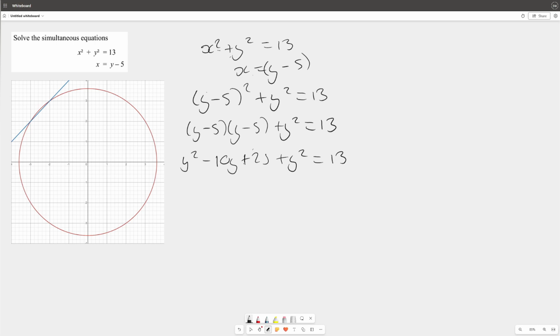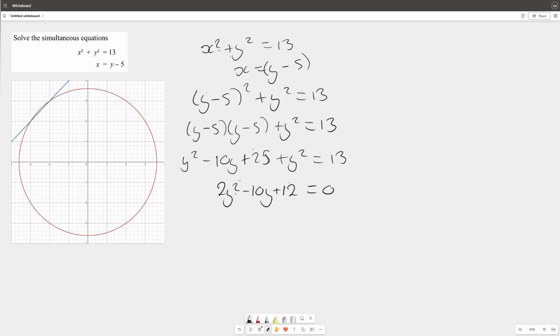I can then collect my terms on the left hand side, and I can also subtract the 13. So I'm going to get 2y squared minus 10y, and then 25 minus 13 is 12. So this is going to be plus 12 is equal to 0. And now this is much, much easier to solve. It looks much nicer. We've only got one equation.